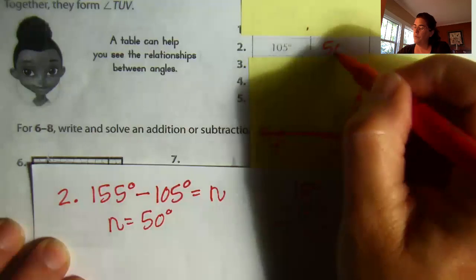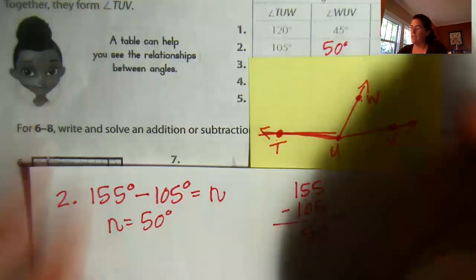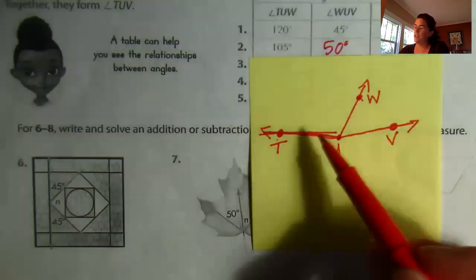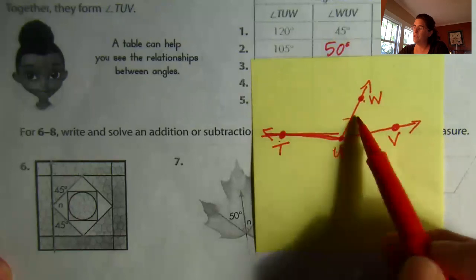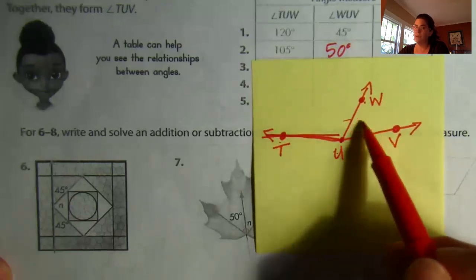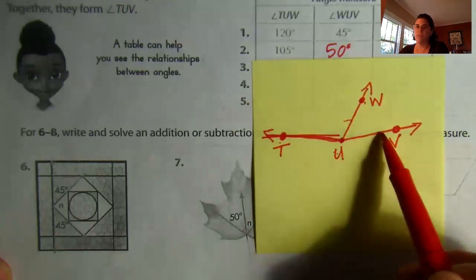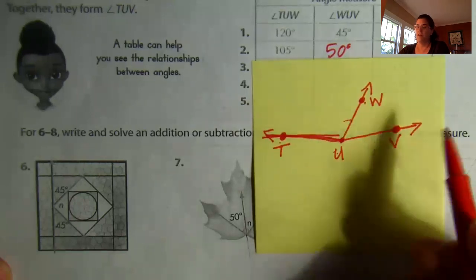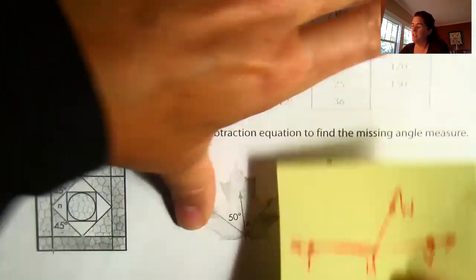So when I look at my total table, I see that TUW is 105, WUV, this one, is 50, and TUV is 155. All right, kids, so let's go ahead and take a look at the rest of this table.